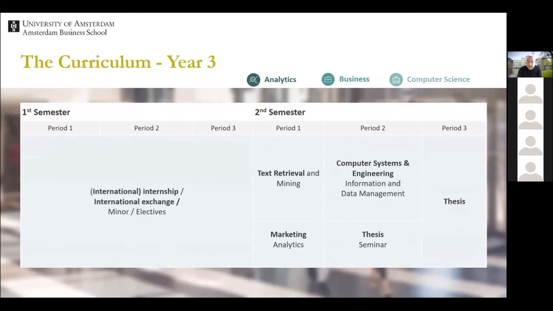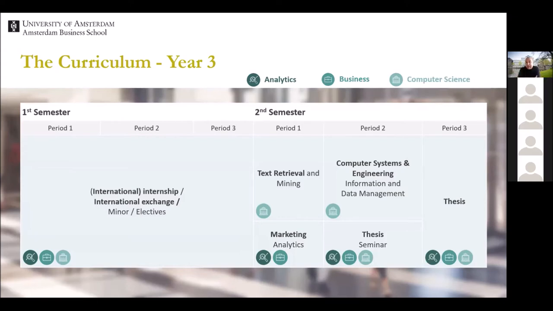Year three is a nice year. After you finish all these courses, in the first semester of year three, you will have a nice chance to choose between different options, right? You can either go and do an international internship or international exchange elsewhere in one of our sister schools around the world, or you can follow a minor in case you want to specialize in a certain field, or you may follow a nice choice of elective courses. So these are going to be your options, and you're free to choose in this semester of the program, which is more modular. You can go this or that way.